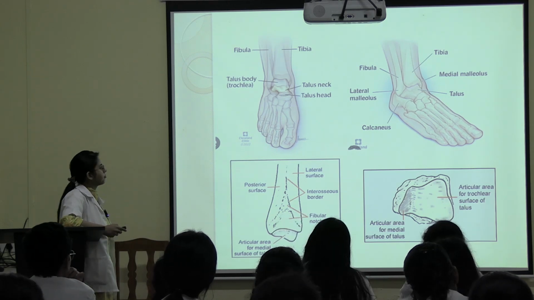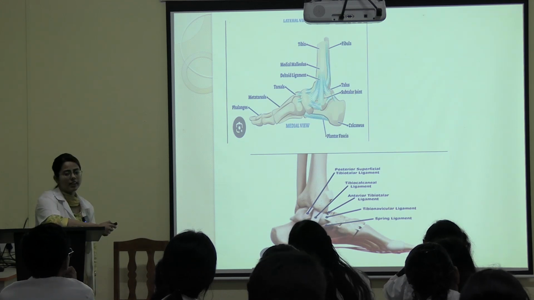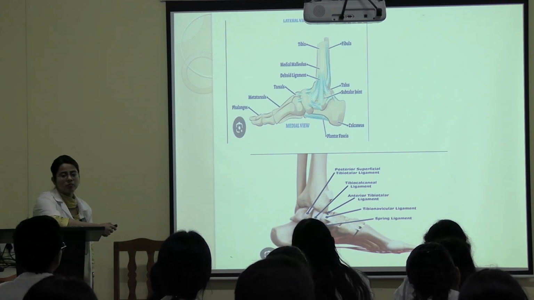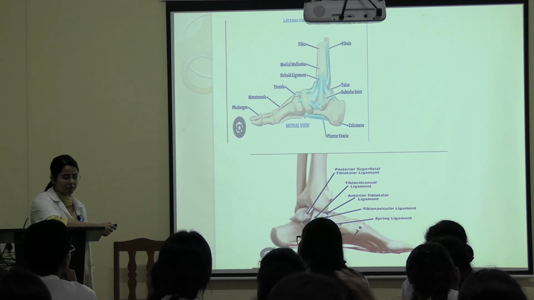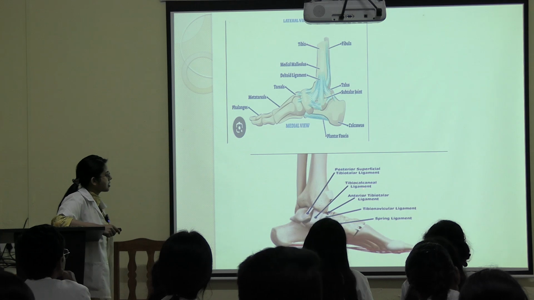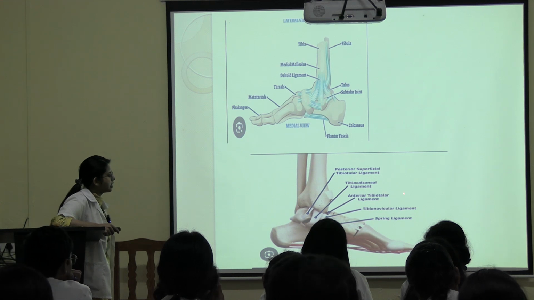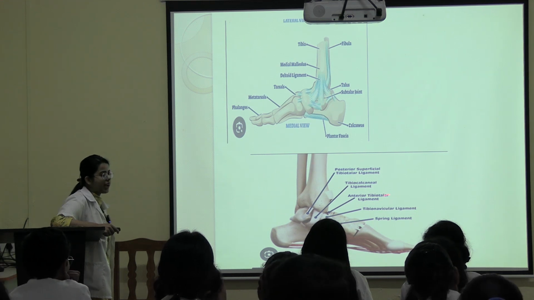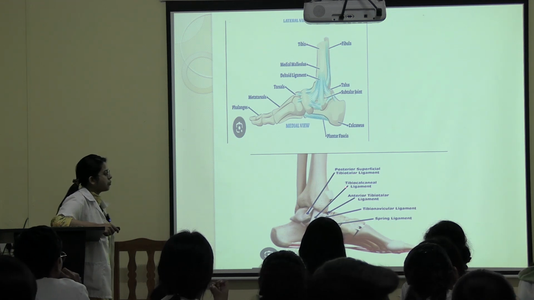I'll explain again. Wait. As I said, this is the deltoid ligament. Where is it attached? Tip of the medial malleolus. It consists of the anterior tibiotalar ligament, meaning between tibia and talus, and the posterior tibiotalar ligament, also between tibia and talus.